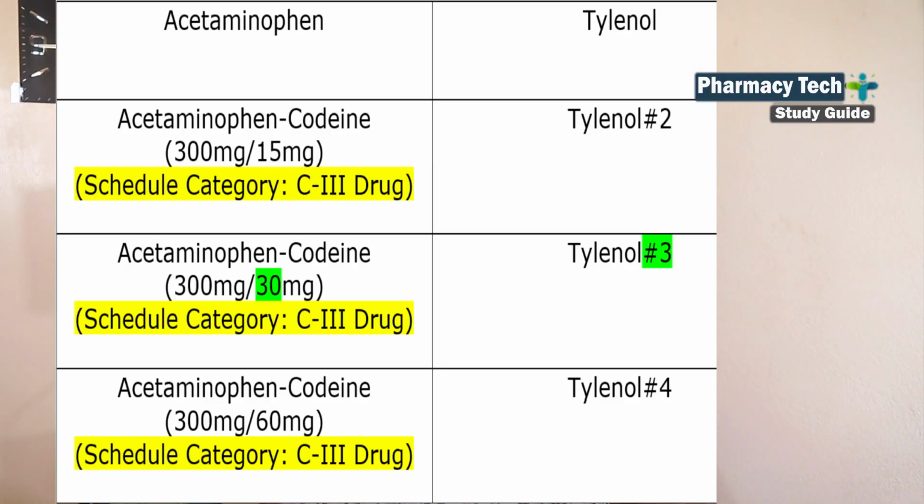In general, you don't have to remember the strengths of these medications, but just in case of Tylenol with codeine, I recommend remembering the strengths because the strengths of these medications are correlated to the brand name of the medicine. So in this instance, you see acetaminophen with codeine, which is 300/30 milligram, is Tylenol number 3. Acetaminophen with codeine 300/60 is Tylenol number 4.